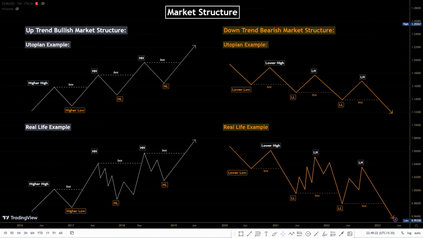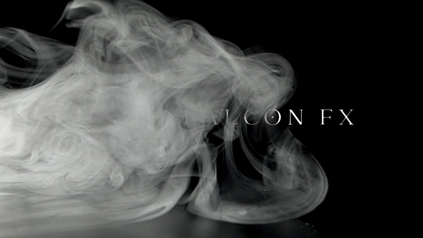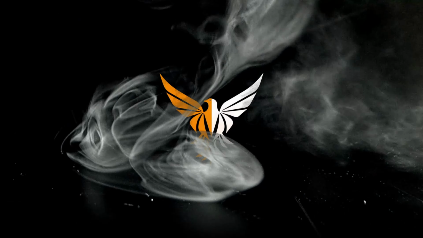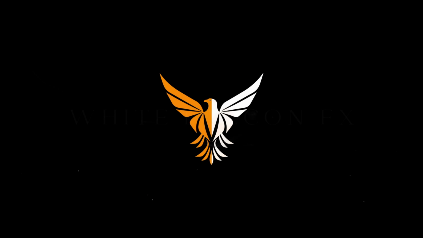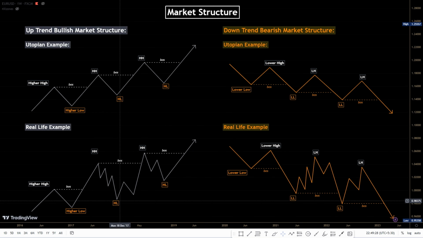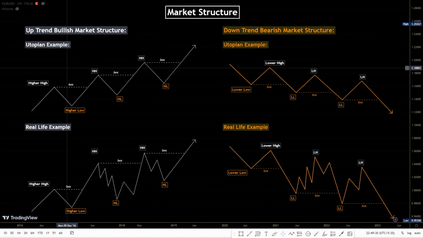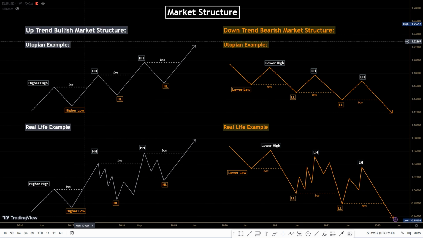So today we start our second chapter, and that is market structure. You can see that we have two types of market structure. The first one is in the uptrend and the second one is in the downtrend. Now, what is the difference between the utopian example and the real life example? Now, what is the meaning of utopian example?